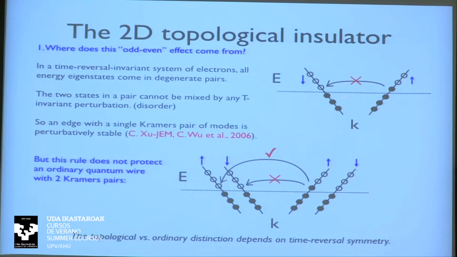And the key point is this only worked because of time reversal. If I was allowed to break time reversal, if I put on a magnetic field or something, this would become allowed, and neither one of these is stable. Then the only invariant is Chern number, and Chern number was zero for the states I'm talking about.